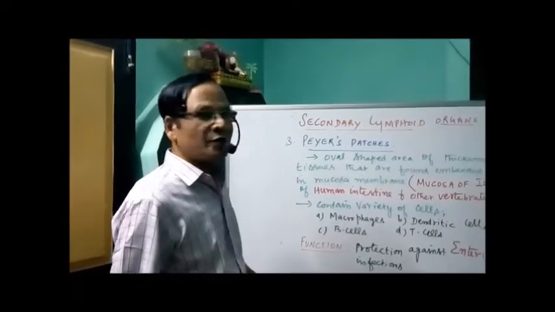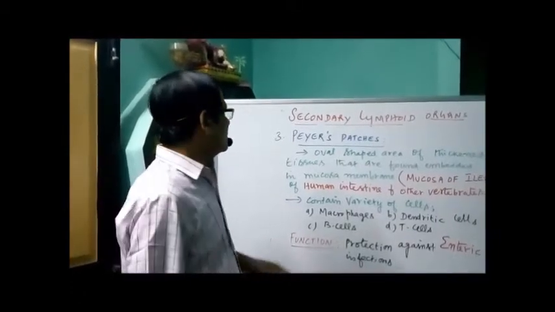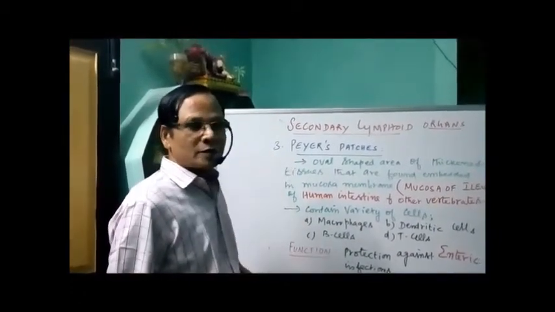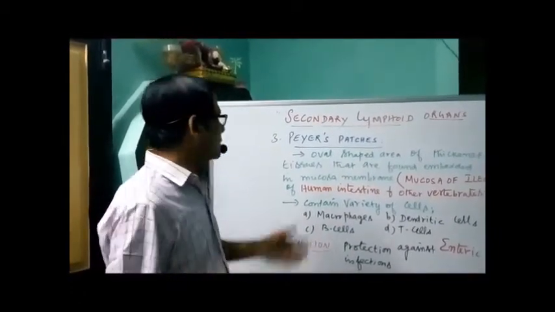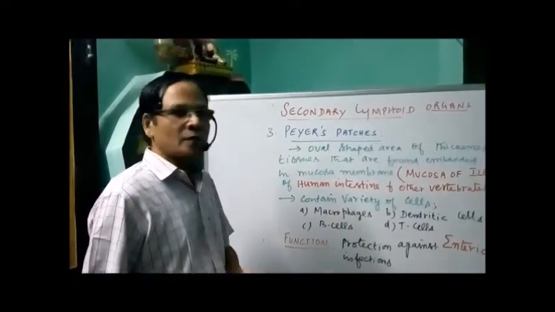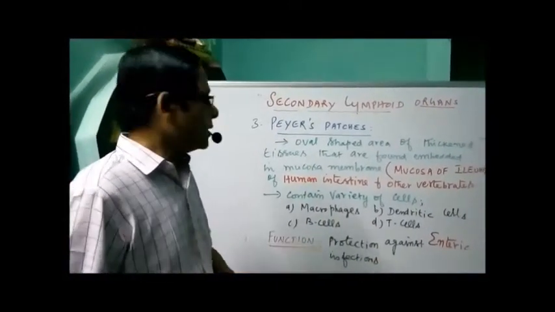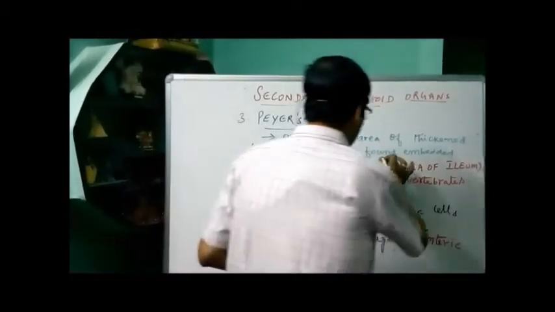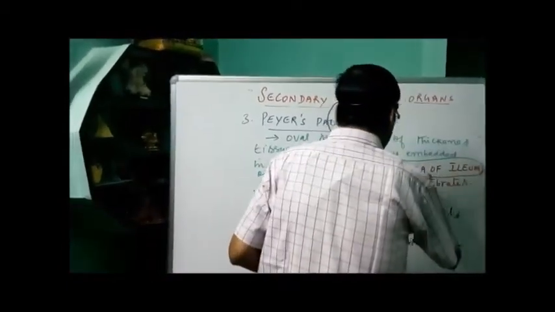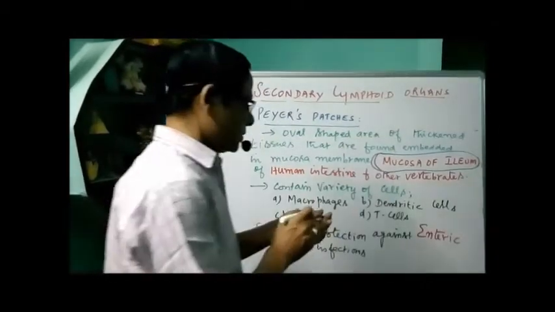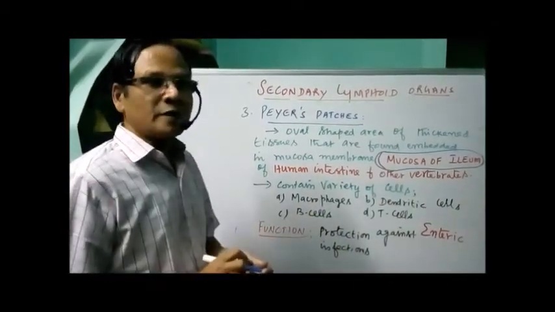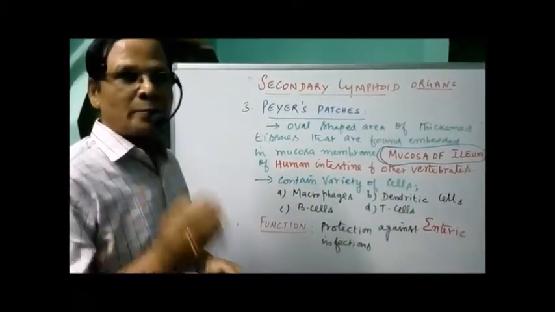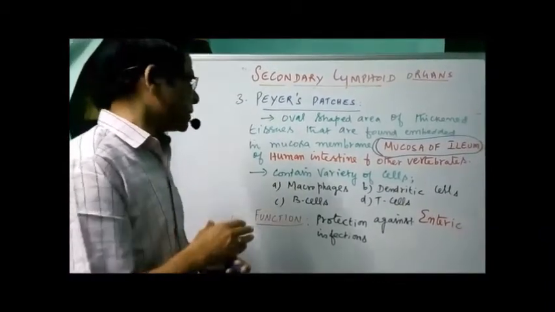Next is a secondary lymphoid organ, considered as follicles, a group of cells called the Peyer's patches. These are found in the mucosa of the ileum. Another entrance question: Peyer's patches are located in the mucosa of the ileum. These are oval-shaped areas of thickened tissue embedded in the mucous membrane.